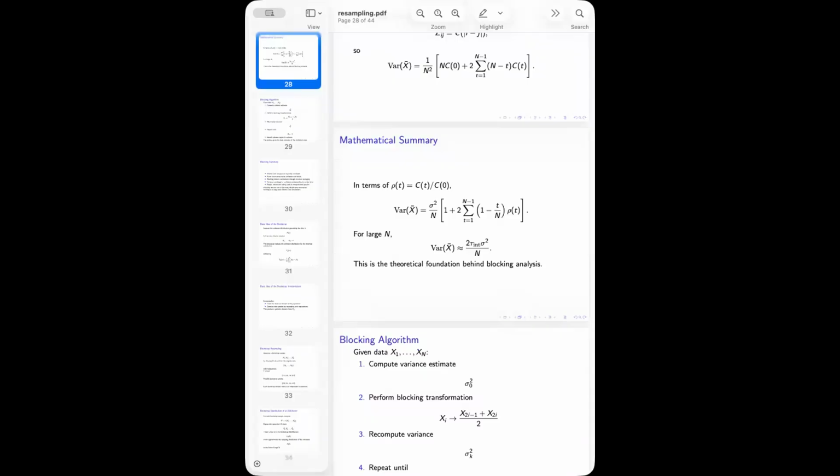I have too many windows. Here we are. Okay, so let's take the full screen view.